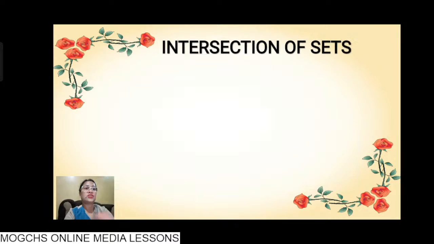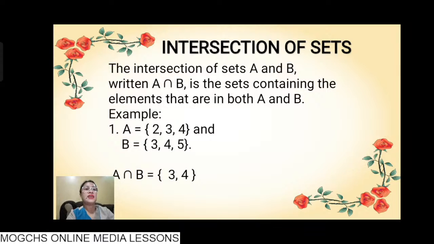Next is the intersection of sets. The intersection of sets A and B, written A ∩ B. Take note of our symbol. It looks like an inverted U. This is the set containing the elements that are in both A and B. This means that we look for the elements that are found in A and in B. In other words, there are common elements for the sets A and B.